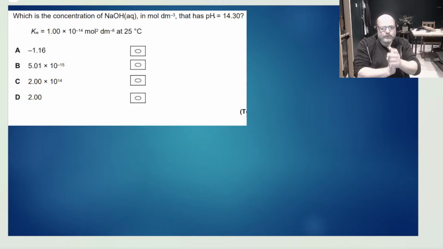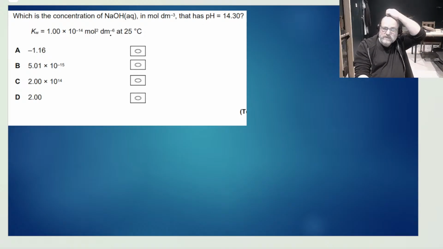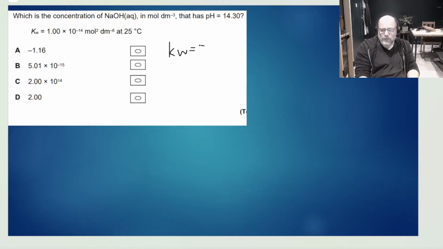Right, what is the concentration of sodium hydroxide in moles per decimeter? Okay, so we know that Kw is 1 times 10 to the minus 14. And it has a pH of 14.30. So what we know is that Kw is equal to H plus times OH minus. So this is one where it's slightly different. You're working out the OH minus concentration.